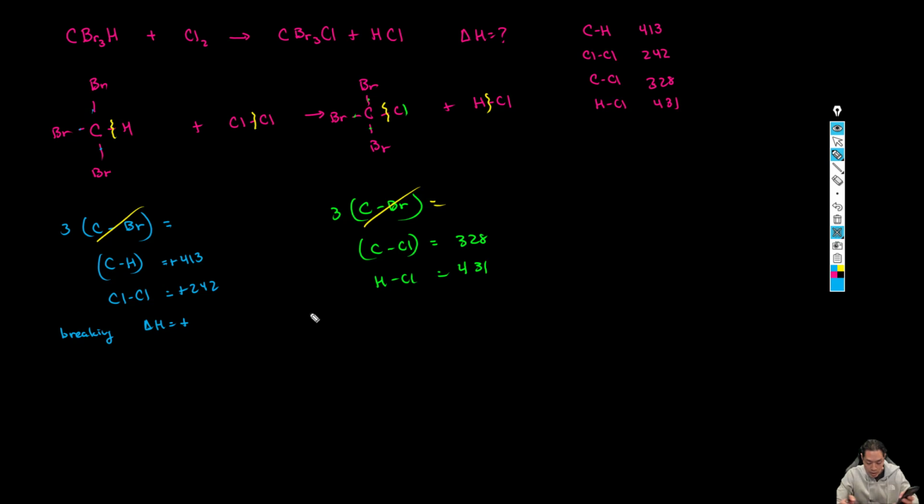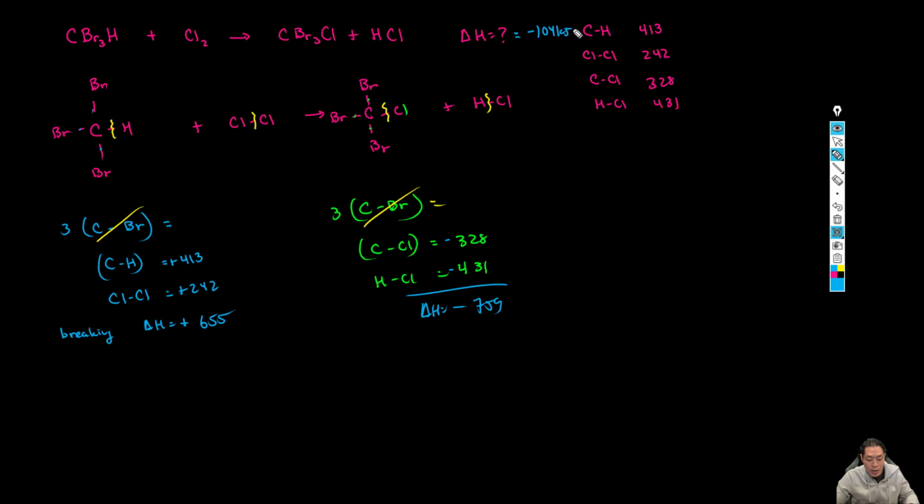413 plus 242, and that is 655. Here we're making bonds, so we're going to gain energy, so it'll be negative. You add those together, 328 and 431, and I get negative 759. Okay, so now you just look at both sides and add them together, positive and negative. So my final delta H is equal to negative 104 kilojoules.